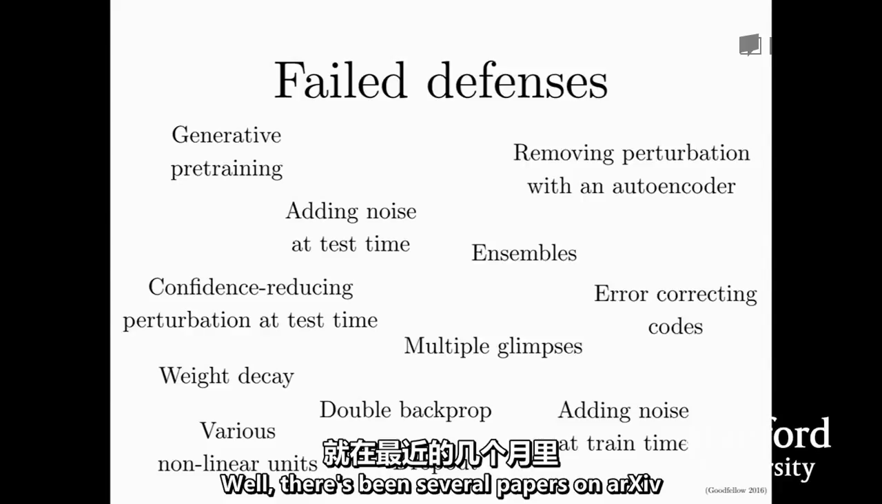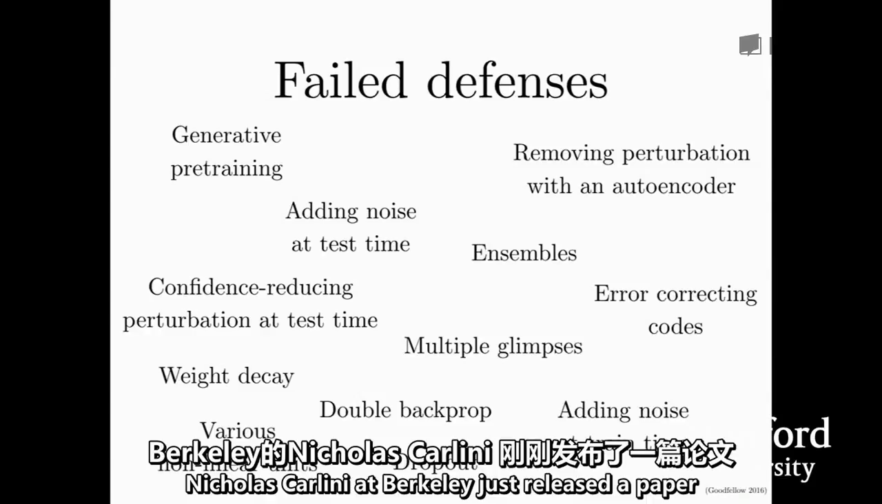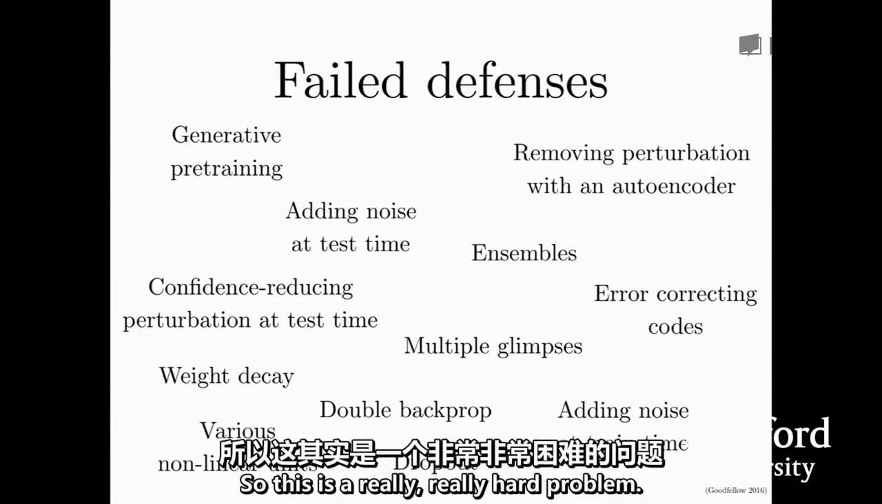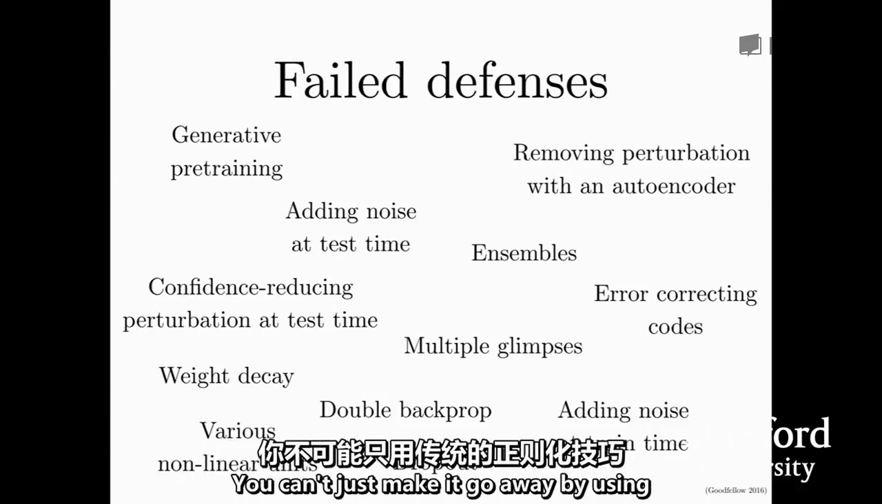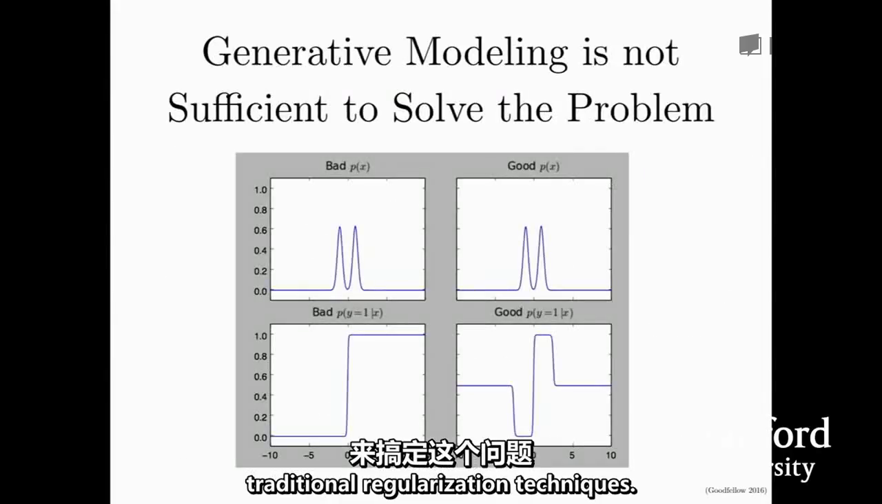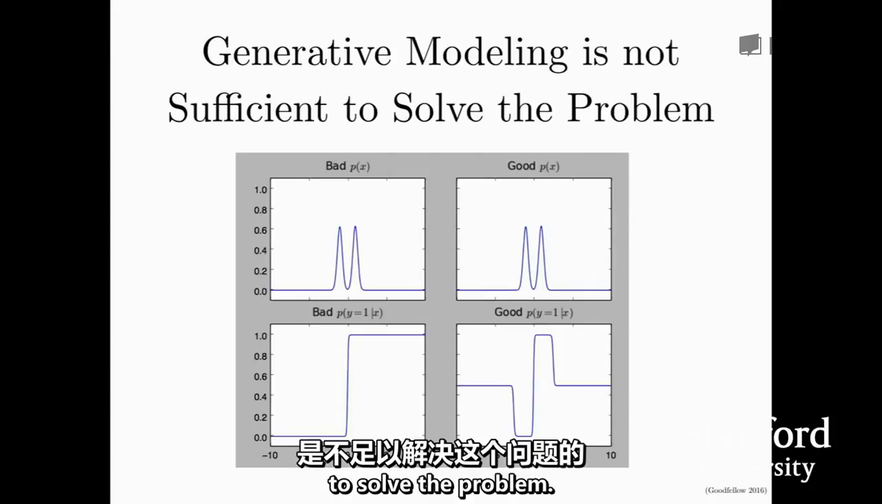well, there's been several papers on arXiv over the last several months. Nicholas Carlini at Berkeley just released a paper where he shows that 10 of those defenses are broken. So this is a really, really hard problem. You can't just make it go away by using traditional regularization techniques. In particular, generative models are not enough to solve the problem.